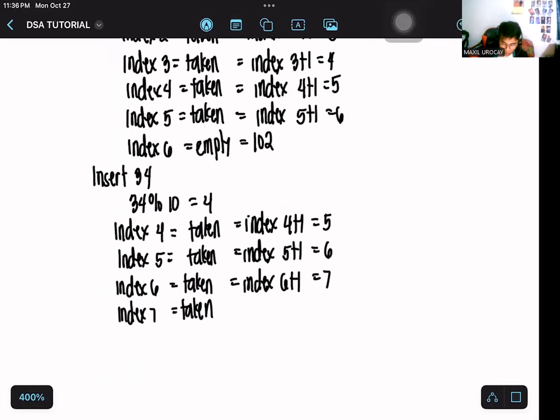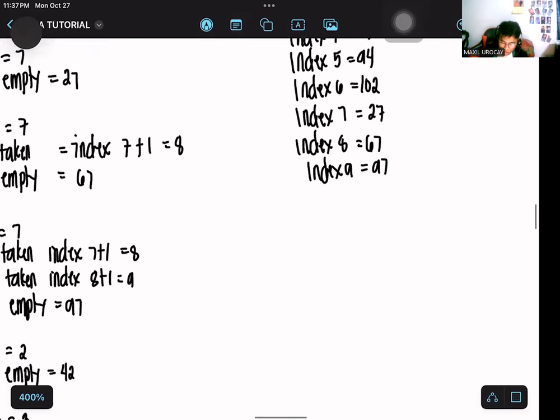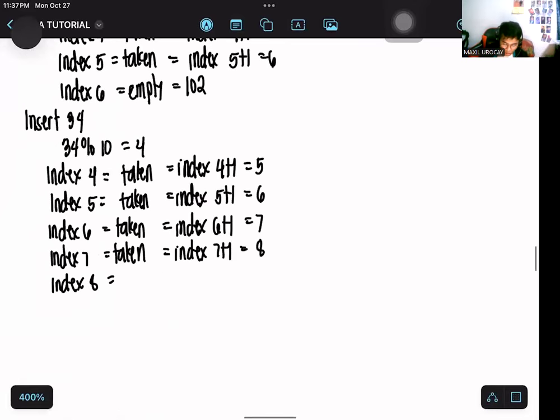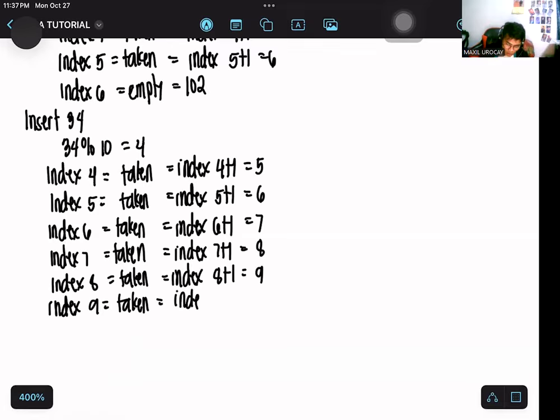So that is already taken. Therefore, index number 7 plus 1, so it will become 8. Checking index number 8, that is taken also. So index 8 plus 1 equals 9. Index 9 is already taken also. And index 9 plus 1 equals 10.